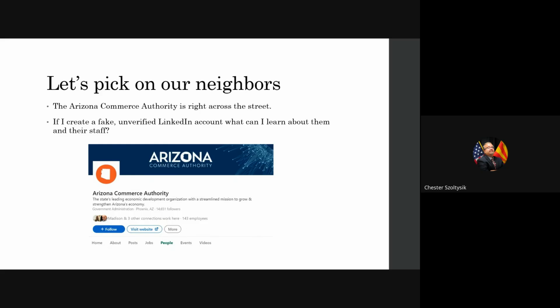And what I want to show you here is LinkedIn. And what I want to show you is what a great tool LinkedIn is for networking or social engineering. So here is the Arizona Commerce Authority page on LinkedIn.